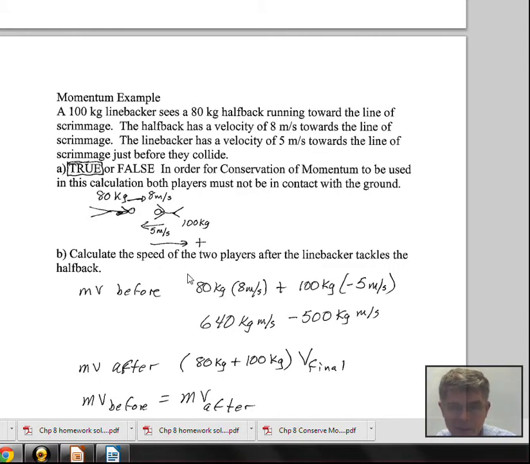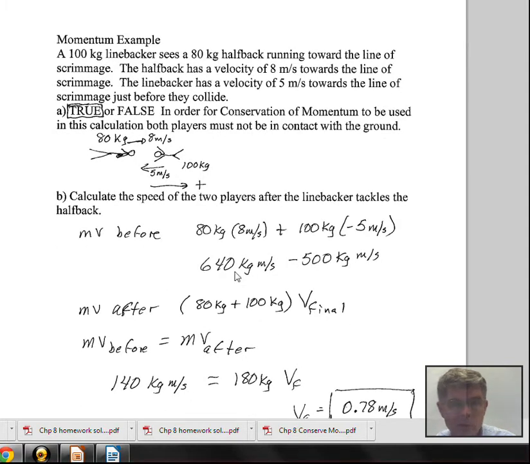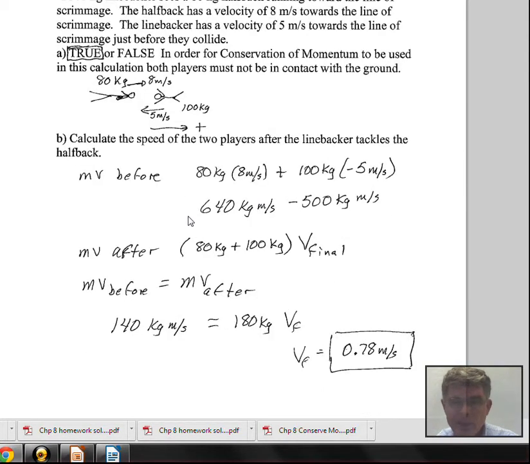Well, the halfback has more momentum, 640 units of momentum off to the right. The linebacker, 500 units of momentum back to the left. The halfback dominated the system, and the velocity continues to the right until some more defensive players grab on here and complete the tackle. But that's an example of an inelastic collision. There was no rebound. We have the objects sticking together after the collision.